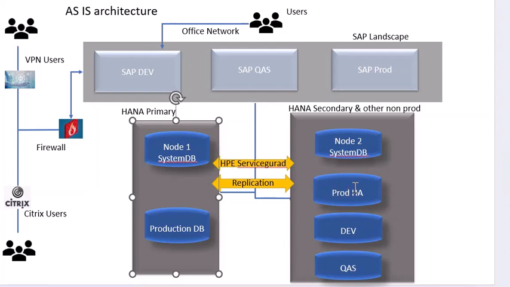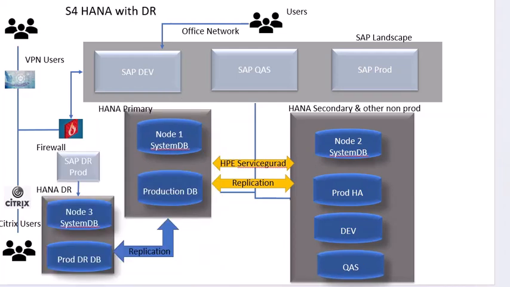So here only node 2 of your production system data is running, and the rest is all your non-production systems: development, quality, pre-prod, like this. So what exactly does this mean? On HANA primary you have one node, and on secondary you have HANA along with the non-production databases. Now I'll go to the second one, S/4HANA with DR option.